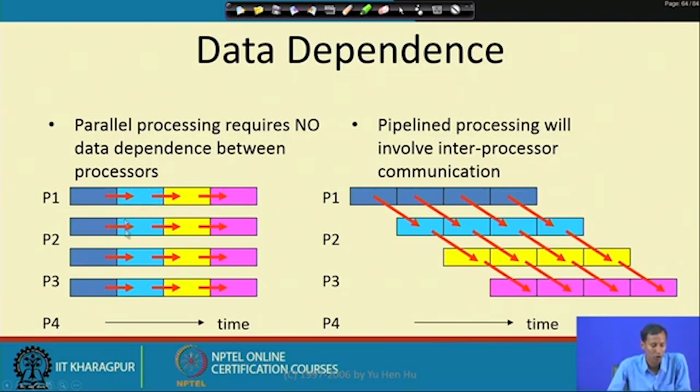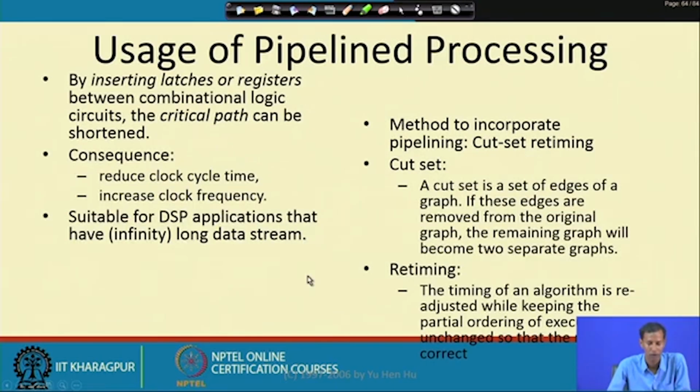Here you see the data are traversing from this particular point. In this case they are interdependent, that means P2 is dependent on P1, P3 is dependent on P2, P4 is dependent on P3. But here P4, P3, P2, P1 are all individual cases, they are not dependent on each other. So, this is the fundamentals of pipelining and parallel processing.